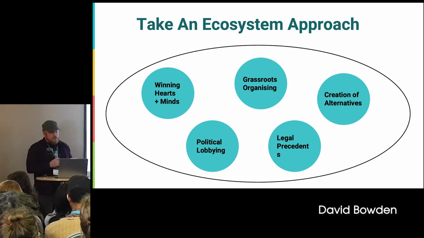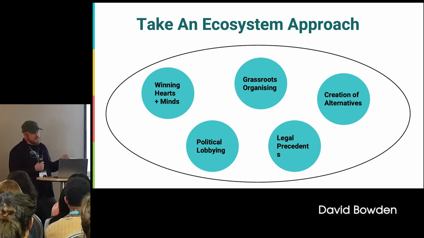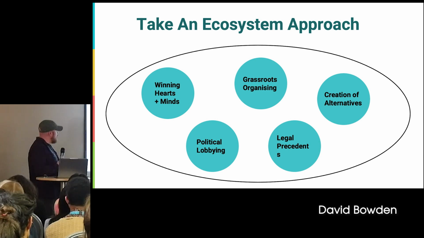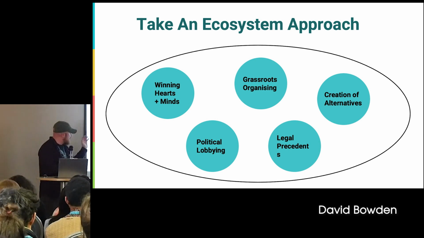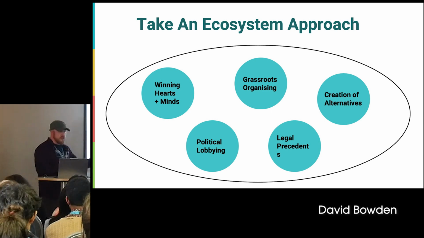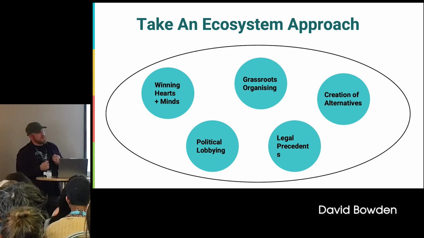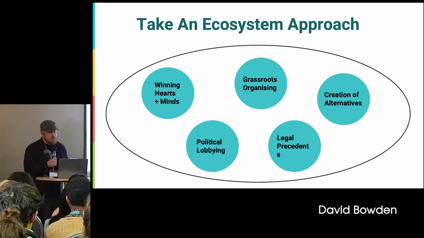Yeah, take an ecosystem approach. Anyone in an animal think tank probably knows about the ecosystem. It's been bandied around a lot, but the ecosystem approach was used to great effect during the abolitionist movement. So, talk about winning hearts and minds, political lobbying, grassroots organising. But there were also legal precedents, there was creation of alternatives. So they tried to set up a colony in Sierra Leone of ex-slaves. It didn't work out, but things don't always work out.